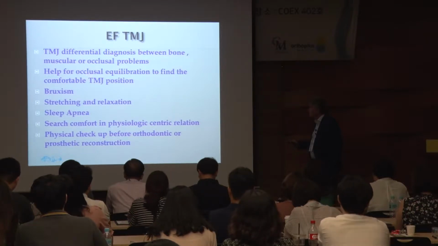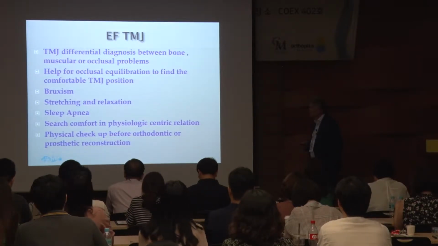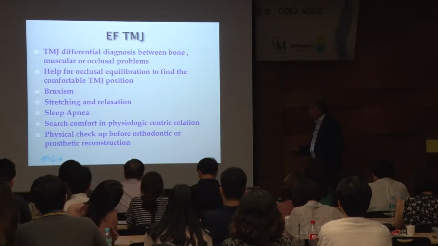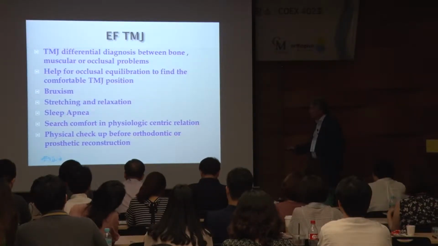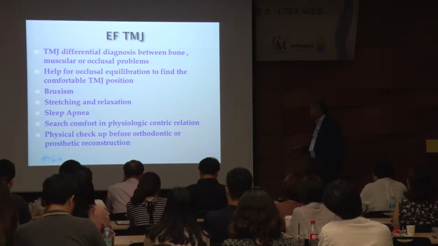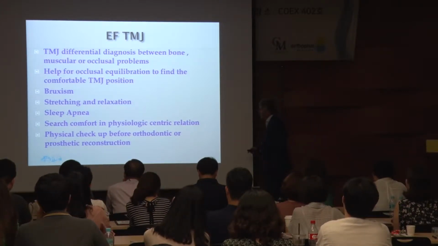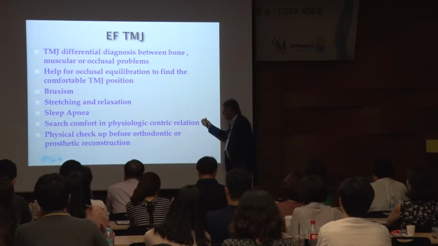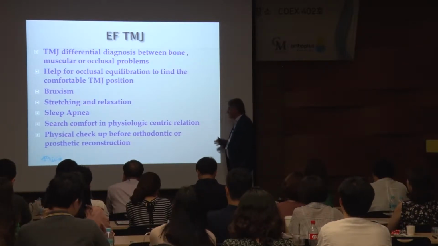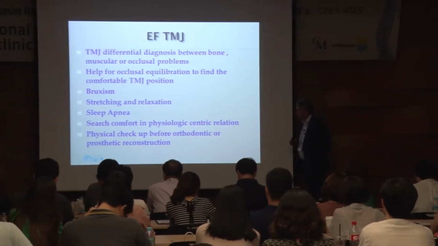It helps for occlusal equilibration, to find the comfortable TMJ position. If an occlusal change is needed, it finds the comfortable joint position. Bruxism problem: stretching and relaxing the muscles. Sleep apnea: it also helps because it advances the mandible. We search for comfort in physiologic centric relation, and when we find it, we check up before orthodontic or prosthetic conclusion. After finding the comfortable joint position, we plan orthodontic or prosthetic treatment accordingly.